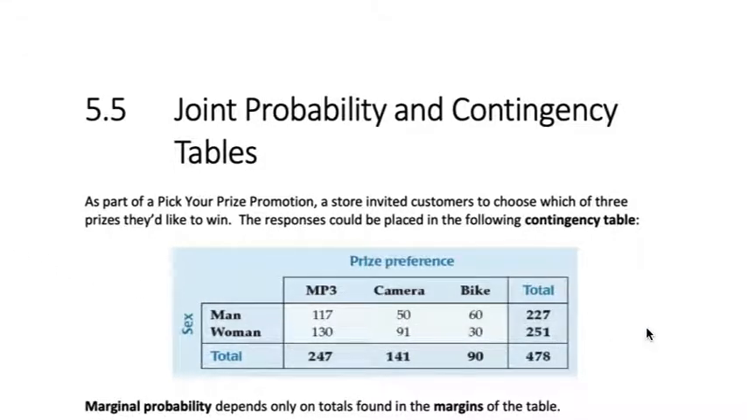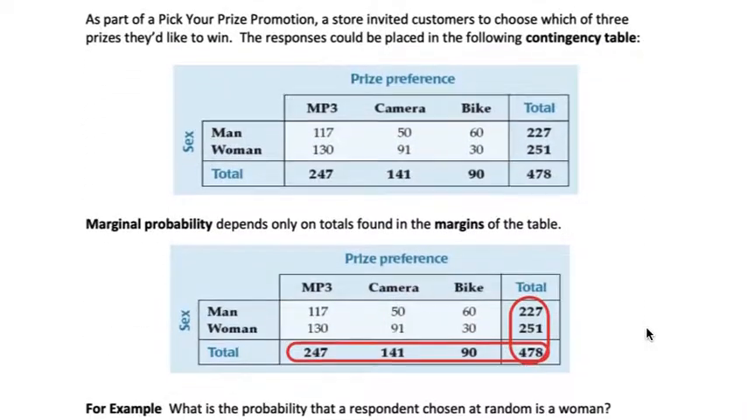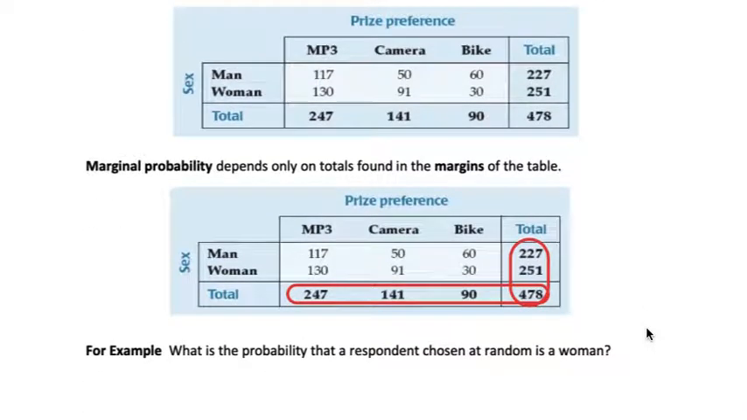This is called the contingency table. We saw these back in section 2.3. And so now we're going to use the contingency table to calculate probabilities of certain events. So the first type of probability we're going to look at is called marginal probability. And we talked before about the marginal distribution, which referred to the row and column totals. The marginal probability refers to a probability calculated using row and column totals.